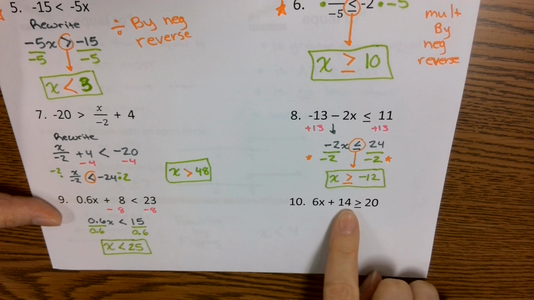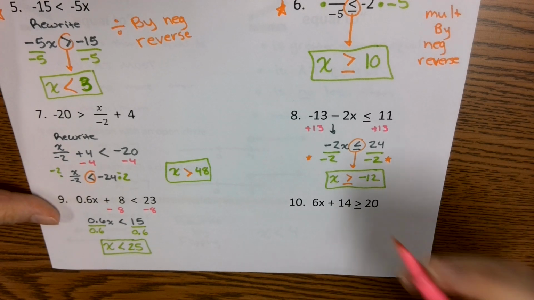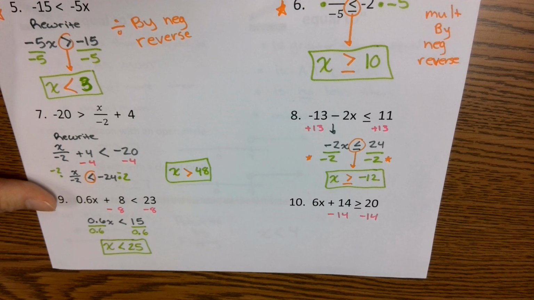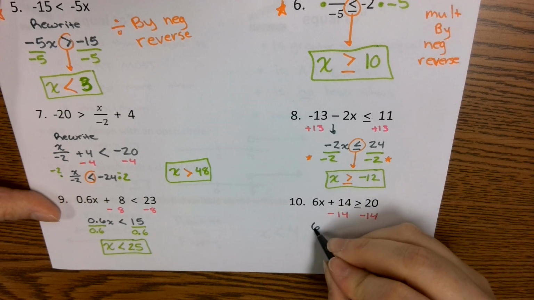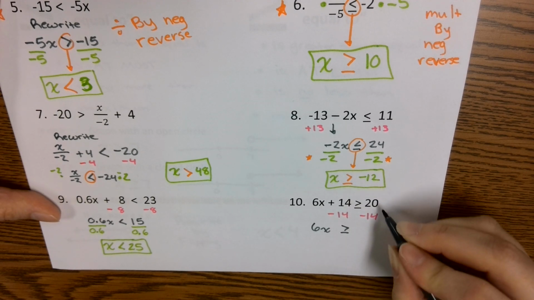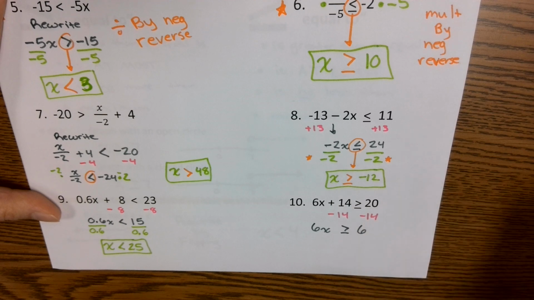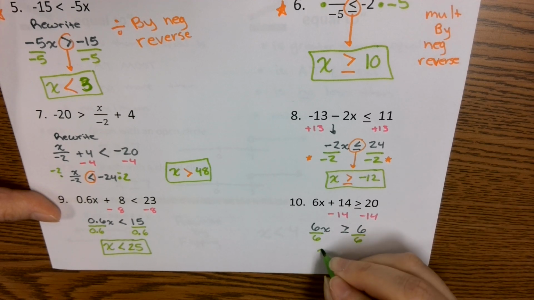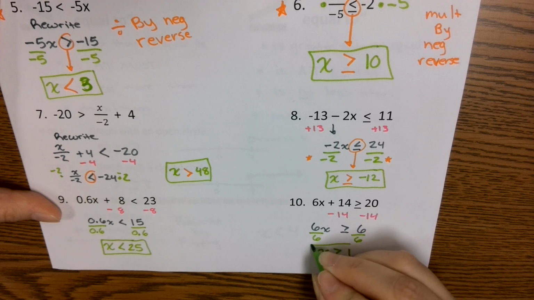All right. For number 10, we're going to go ahead and subtract 14 from both sides. That's going to leave us with 6x is greater than or equal to a positive 6. And then we would divide both sides by 6 and get x is greater than or equal to 1.